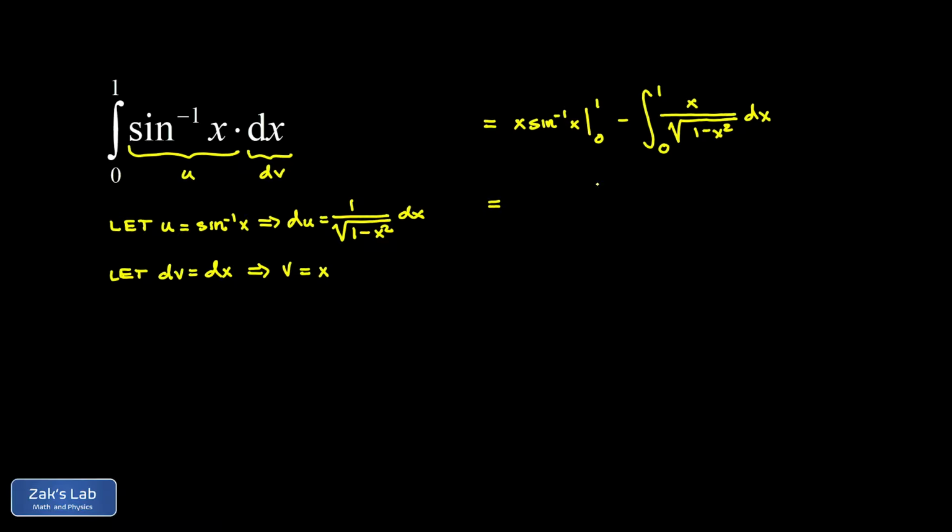Now before I write the next line, we'll go ahead and evaluate across the limits of integration on that uv term, x inverse sine of x. When I sub in the upper limit there, I get 1 times the angle whose sine is 1. Well, the angle whose sine is 1 is pi over 2. And when I sub in the lower limit, x is 0 there, and 0 times anything is 0, so that's gone.